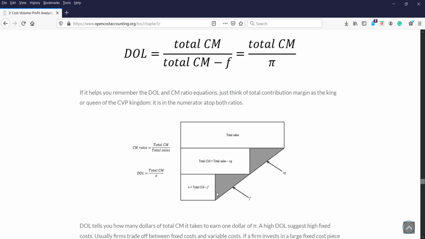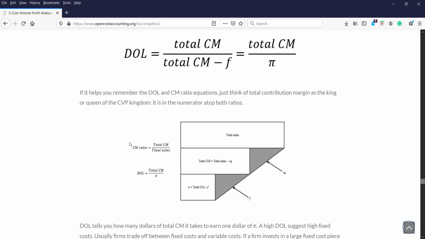So in this case, it looks kind of like we have twice as much CM, if I'm reading these rectangles right, as we have profit. So that would be a DOL, a degree of operating leverage, of 2. Total CM in the numerator, profit in the denominator. So these are flipped. These numbers are going to give you some different kind of numbers.